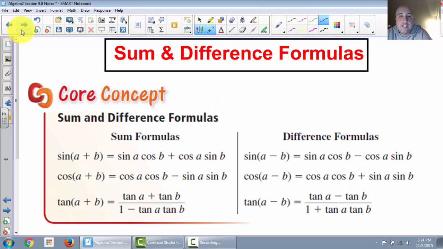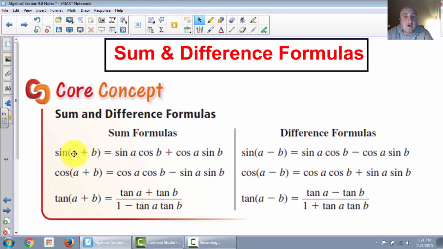All right, so what are these sum and difference formulas? In here, I've given you the chart. This chart has the sum formulas: sine of a plus b, cosine of a plus b, and tangent of a plus b, and then what each is equal to on the right. And I will not make you memorize these. I will always give you these on a test or a quiz.